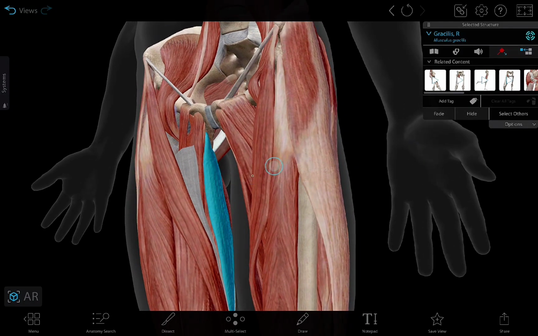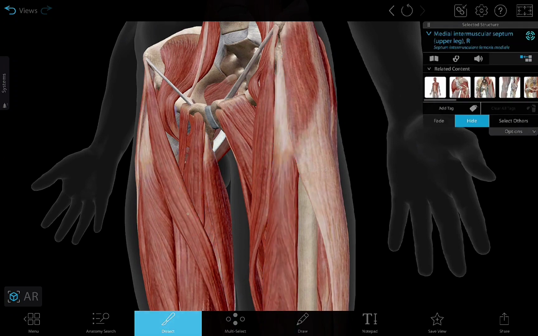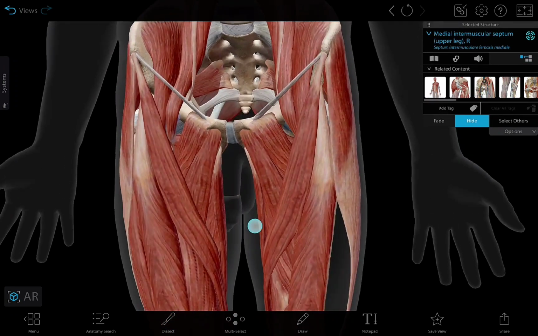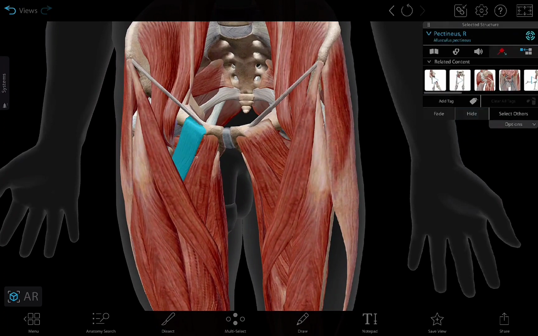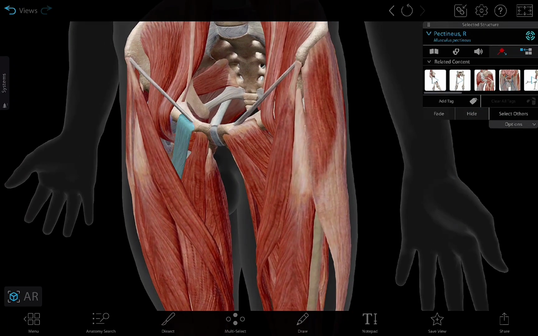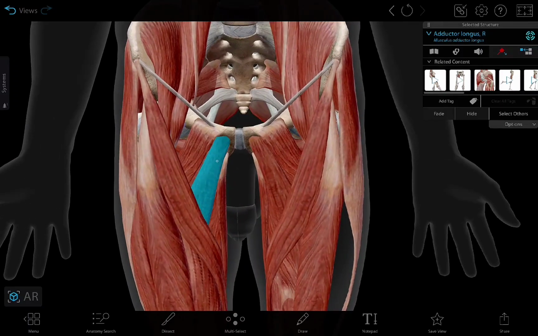And now if we dissect this part, what do we get? This muscle is called the pectineus muscle. And now beside that we find the adductor longus. It is one of the three adductor muscles. There are a total of three adductor muscles: adductor longus, adductor magnus, and adductor brevis. Okay guys, so this is the adductor longus, one of the longest adductor muscles.